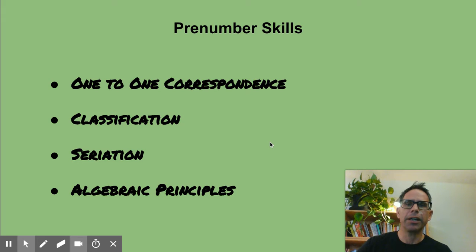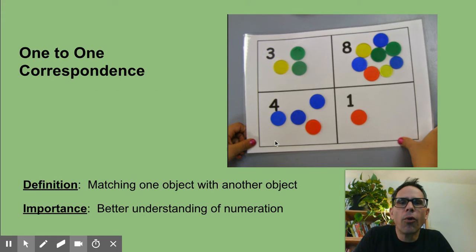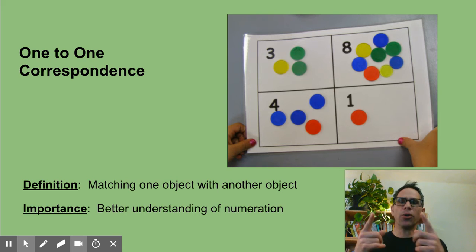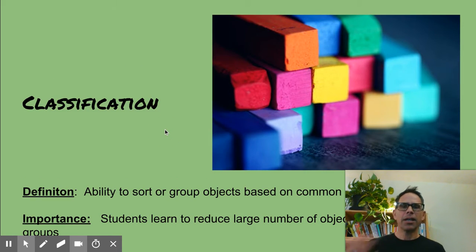These four were outlined in your text. One-to-one correspondence, matching one object with another object. We sort of take it for granted that they're going to go 1, 2, 3, 4, 5, and they're only going to count everything one time, but that's not automatic. And to develop an understanding of numeration and how to count, they have to know that you only count one object each time, 1 to 1, 2 to 2. So one-to-one correspondence, very important concept.